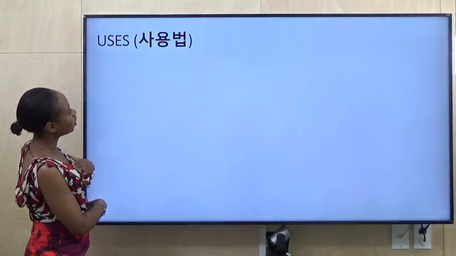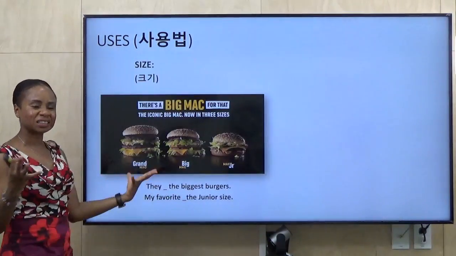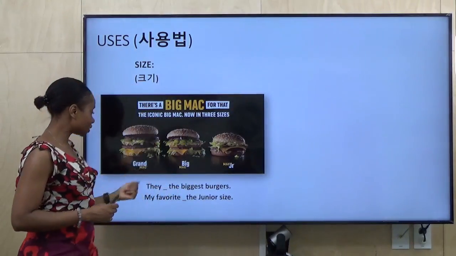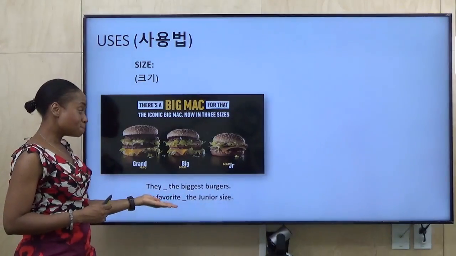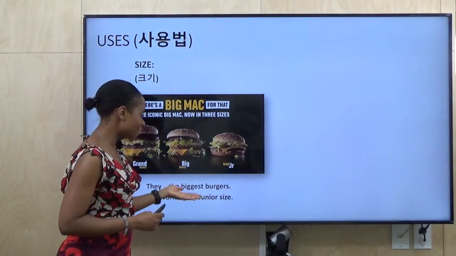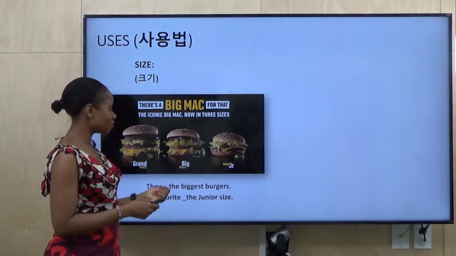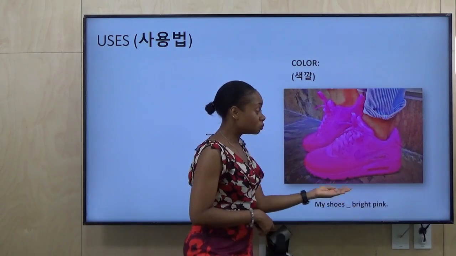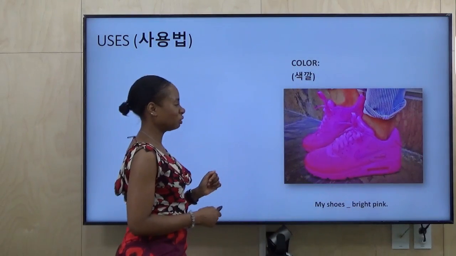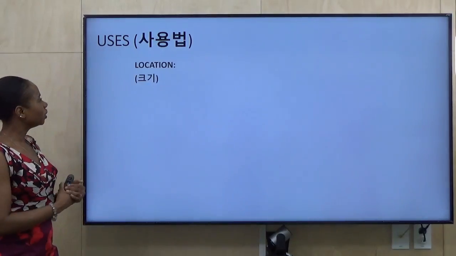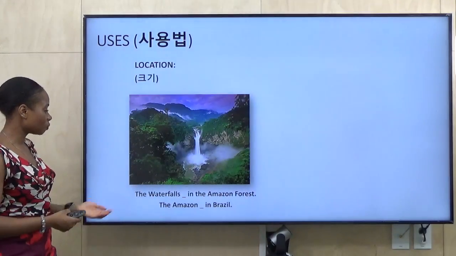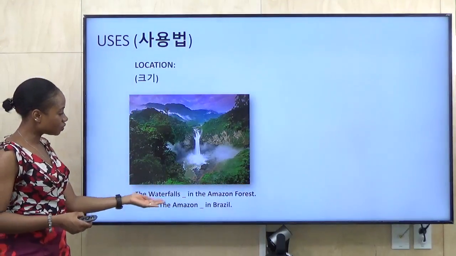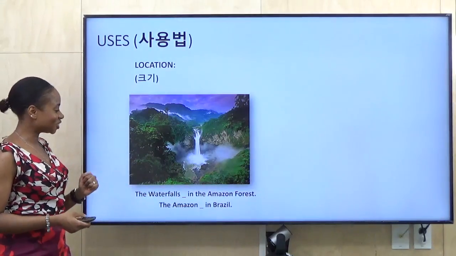Okay, let's see. We can also use be verbs for sizes, bigger, smaller, okay. So they are the biggest burgers. My favorite is the junior size. My favorite is the junior size. We can use be verbs for colors. My shoes are bright pink, okay? Oh, I don't like bright pink. Let's look at location. Last one, where? The waterfalls are in the Amazon forest, okay? And the Amazon is in Brazil.